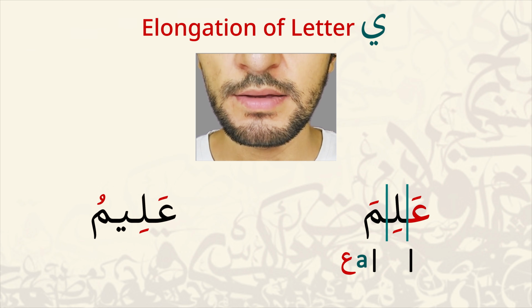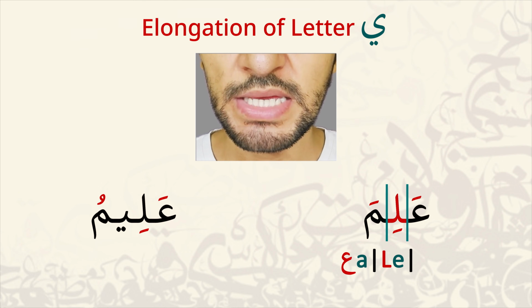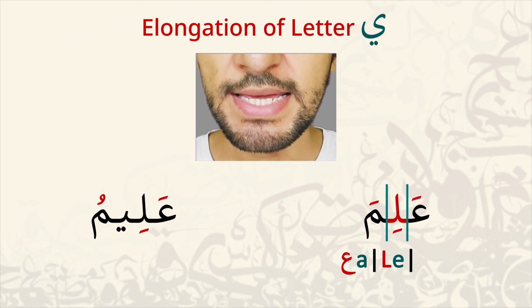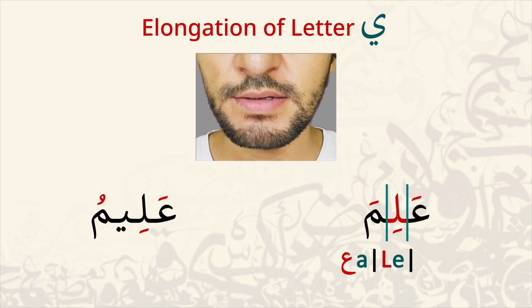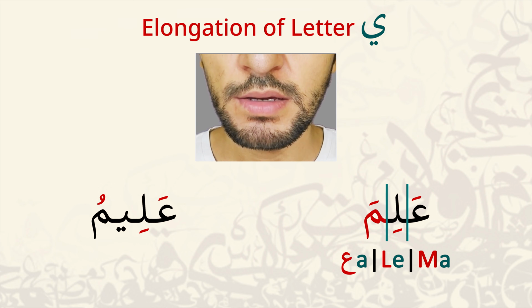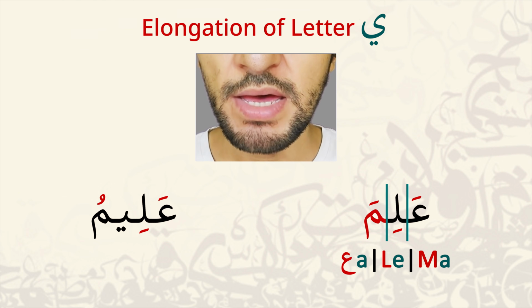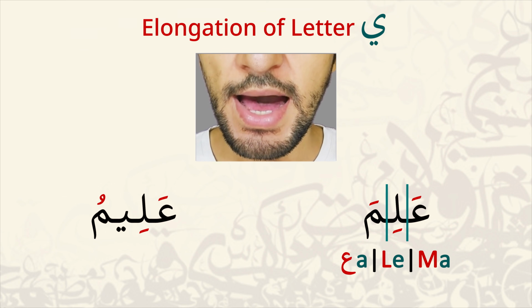The second one sounds like l, and because it has kasra label, so we add i, li. The last one is letter m. With a fatha label, it will be ma. So here we have three short vowels. A, li, ma. All together, alima, alima.